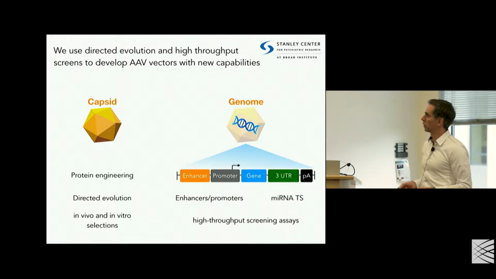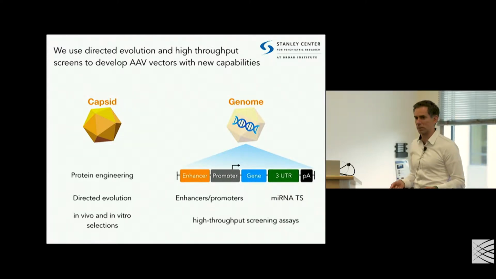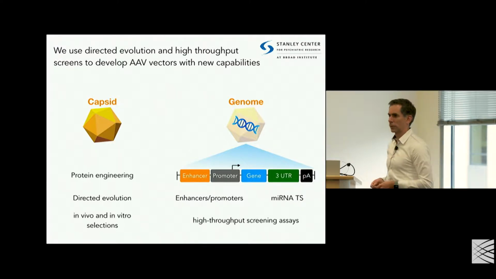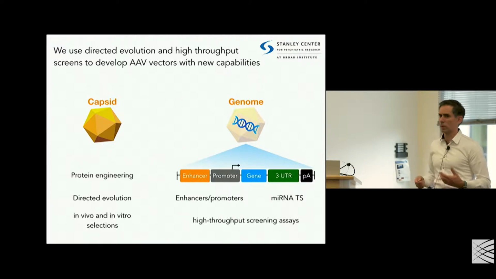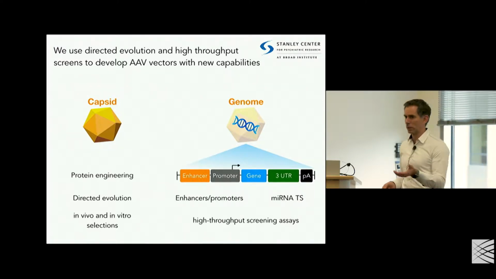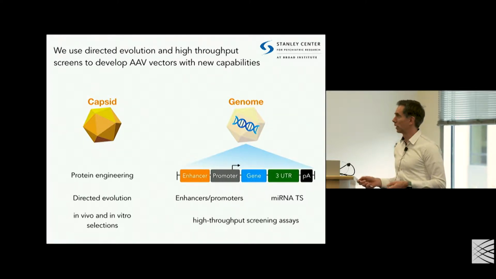We also are engineering the genome, so we use regulatory elements to try to control the expression of the transgene that you are trying to express. This could be both enhancers and promoter sequences, as well as 3' UTR sequences like microRNA binding sites that could be used to turn off expression in certain off-target cell types. And I'll tell you a little bit later about some of the work that we're now doing in collaboration with Gordon and Jordan about trying to develop some high throughput assays to identify enhancers that can provide cell type specific expression.